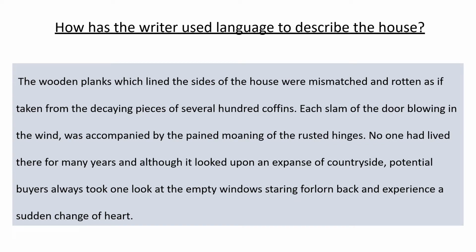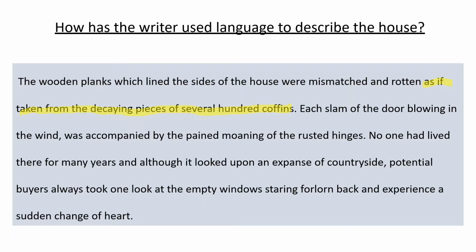How has the writer used language to describe the house? The wooden planks which line the sides of the house were mismatched and rotten, as if taken from the decaying pieces of several hundred coffins. So you need to get into the habit of just underlining when you see a technique. Okay, so: as if taken from the decaying pieces of several hundred coffins. You should be able to pick up that that's a simile.